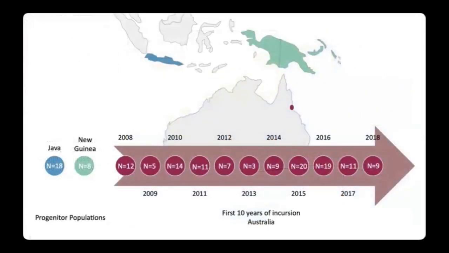But because of these sampling efforts, we have this really nice timeline showing the first 10 years of the incursion. And we're able to sequence these individuals in order to study and document whole genome temporal changes, including changes in allele frequency and the genomic diversity. So in addition to these samples in Australia, we were also able to work with collaborators to collect samples from the progenitor populations. So this includes the source population located in Java and the introduced population of New Guinea.